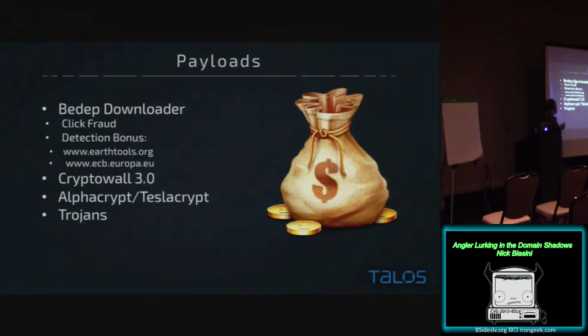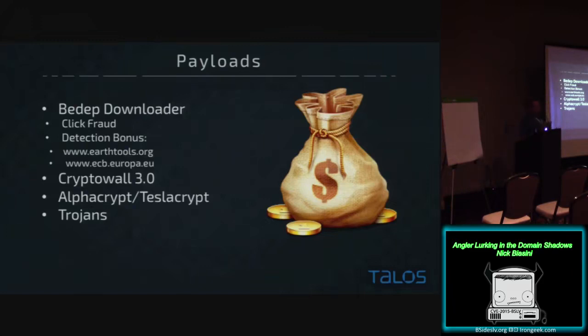The first one is BDEP downloader. So BDEP downloader is the malware downloader that is exclusive to Angler. It is virtually always dropping click fraud. So click fraud is basically a way for them to monetize the system being compromised by using scripts to generate clicks on ads.